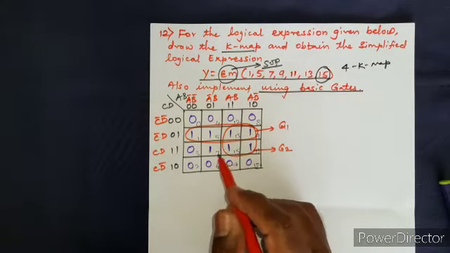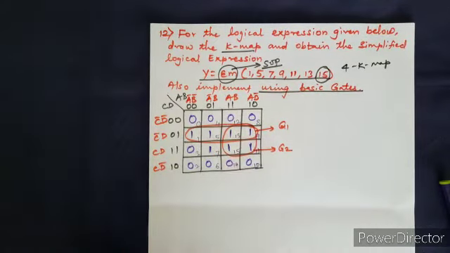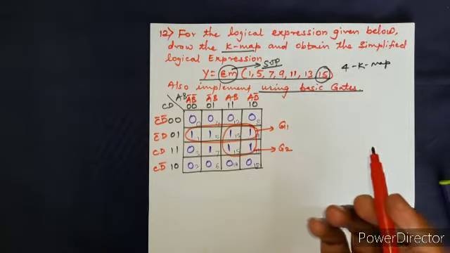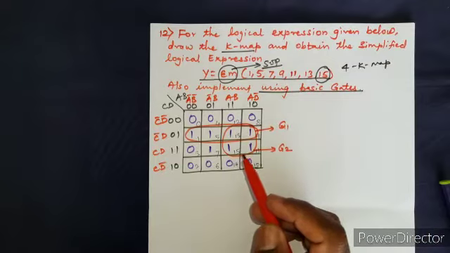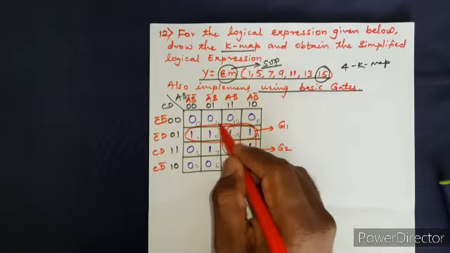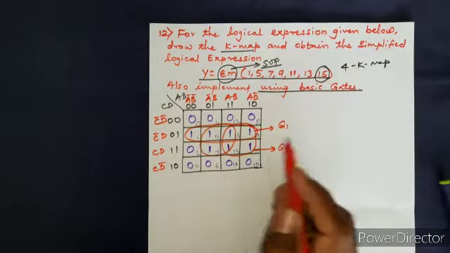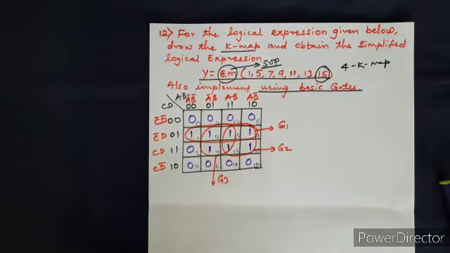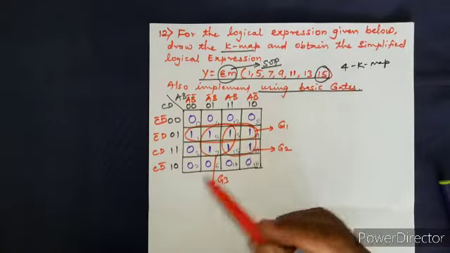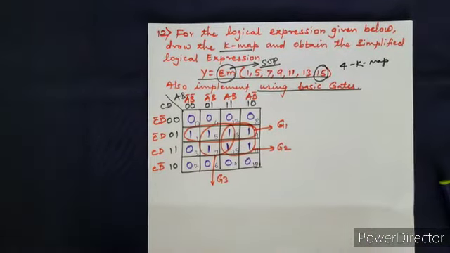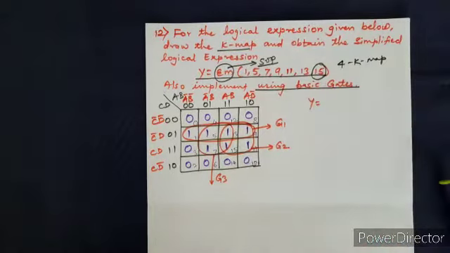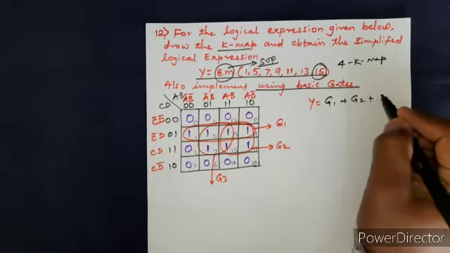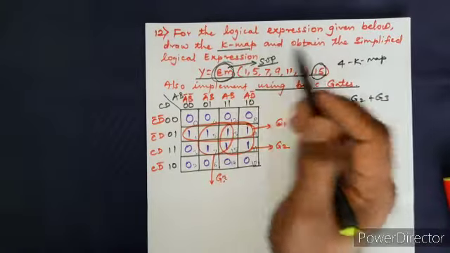Okay, now here we can go for this pair or this pair, anything, or even you can go for this quad, group 3. Okay, so I have gone for higher groups, you can see in this. Now my Y is G1 plus G2 plus G3, since it is SOP.